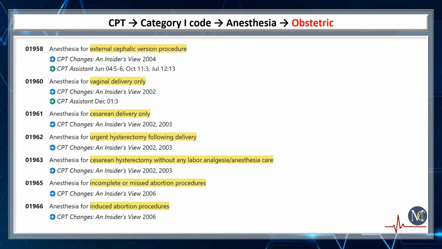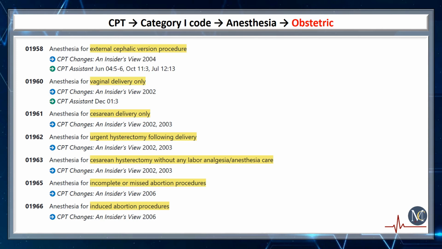Obstetric. The next topic of CPT anesthesia. Obstetric is a field of study concentrated on pregnancy, childbirth, and postpartum period. First code is 01958. Anesthesia for external cephalic version procedure. External cephalic version procedure is used to turn a baby from a breech position to head down position. The provider performs anesthesia services to turn a baby from a breech position to a head down position.